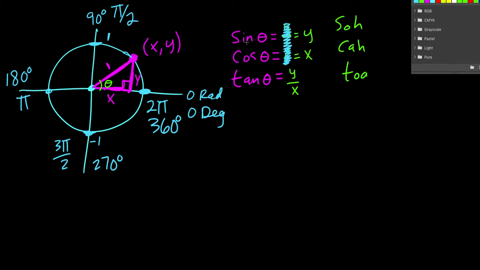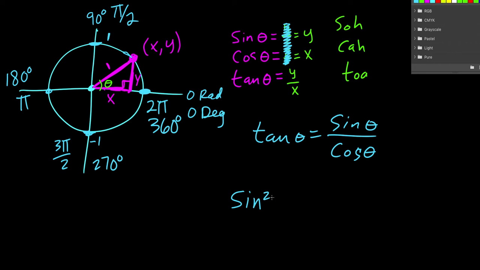One more thing to notice: since sine is y and cosine is x, tangent can be written as y over x, which is sine, so tangent can be equal to sine theta over cosine theta. And then just for good measure, I'm going to remind you about the Pythagorean identity, which is this. All those might come in handy when we're dealing with trig functions in the future.